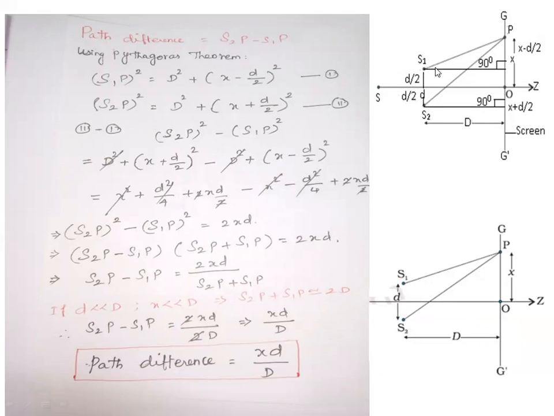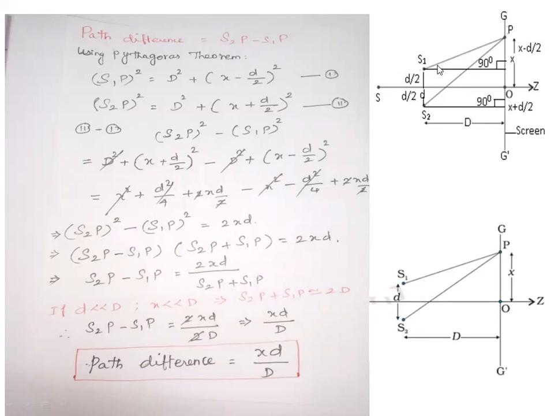So if you draw a straight line to the screen, it will be touching here as a right angle triangle. That is 90 degrees. It makes an angle over here. And from here also, if you draw a straight line, it will also touch the screen at a 90 degree angle. So these two are considered as right angle triangles. Okay, so we already know that the distance from this O to P is x.